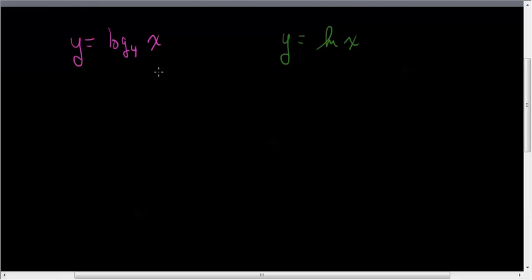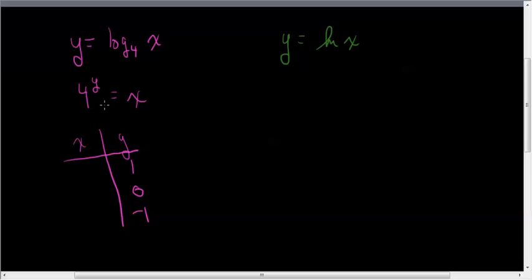Now remember, the way to rewrite this as an exponential would be to say 4 to the y equals x. So now instead of the key points being when x is 1, 0, or negative 1, the key points are when y is 1, 0, or negative 1. So when y is 1, 4 to the y, that's 4. When y is 0, that's 1. When y is negative 1, x is 1/4.